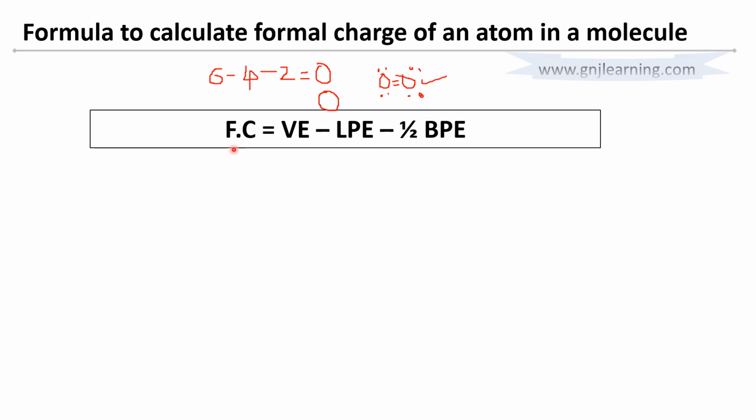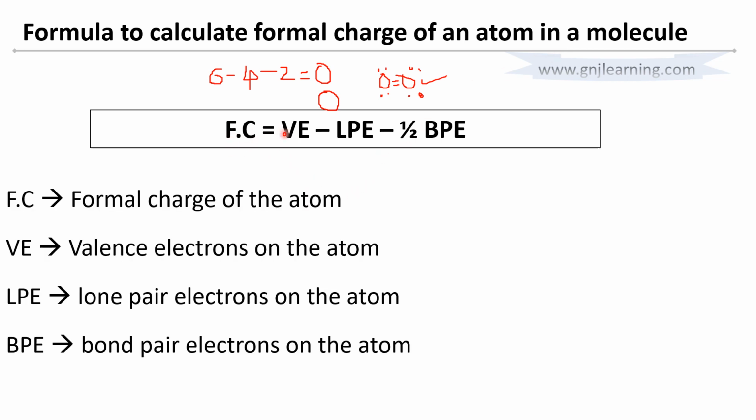So what is Fc? Fc is the formal charge of the atom. V is the valence electrons on the atom, so it is the valence electron of the atom which we are considering. And lone pair of electrons: inside the molecule, each atom will have lone pairs, so it is that number of lone pair electrons. And bond pair of electrons means each atom has bond pair electrons. It is that number that you have to substitute here. So this is the formula. Using this formula, I can calculate the formal charge of any molecule.